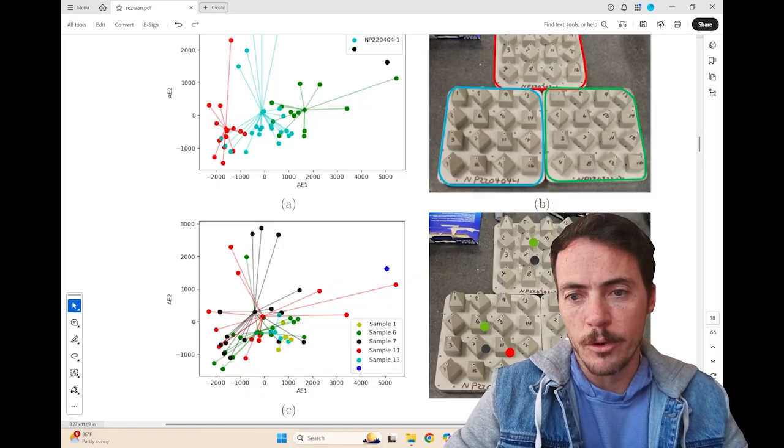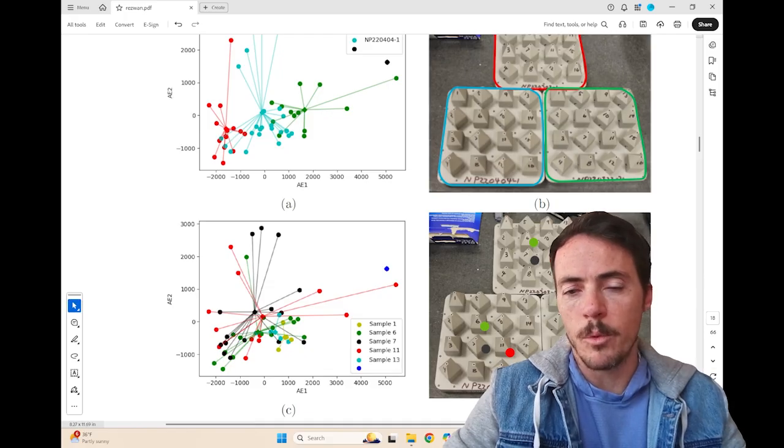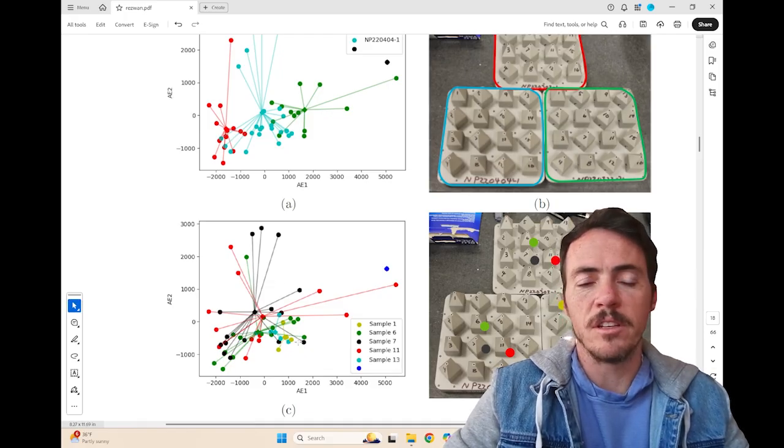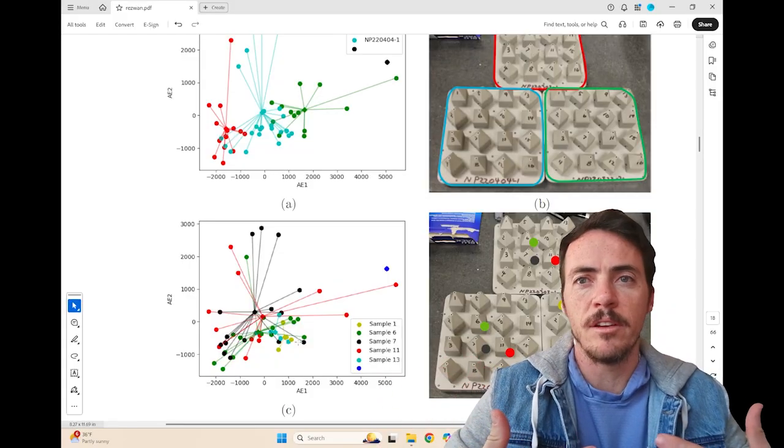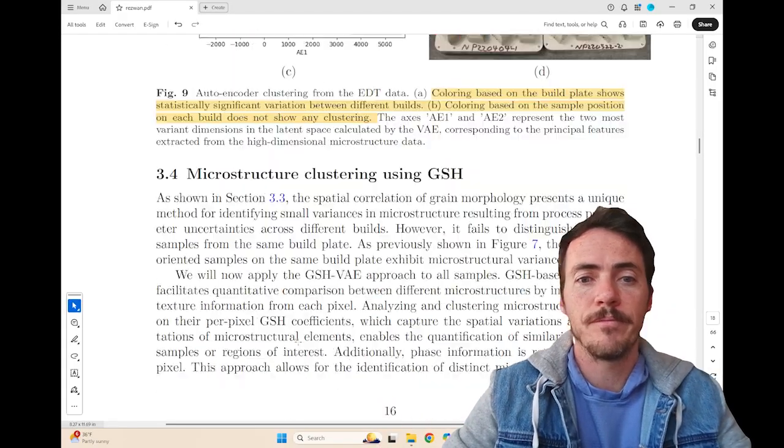For example, take the green dots here. Those are all oriented the same way. Or the black dots are oriented the same way. They are not showing up as distinct clustering, right? And that sort of makes sense because EDT doesn't take into account this EBSD data where you'd be ideally learning about that.